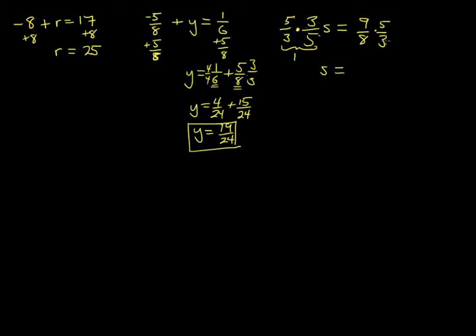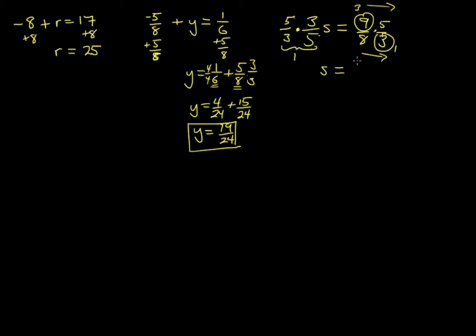9/8 times 5/3. Well, this 9 and this 3, there's some canceling there too, because 9 divided by 3, 9/3 is 3/1. So this becomes 3 and this becomes a 1. And then we just multiply across the top and the bottom. When we're multiplying fractions, that's how you do it. You can only cancel when you are multiplying these things. You cannot cancel if you're adding fractions together. That's an error I see a lot, and I always try to mention it.